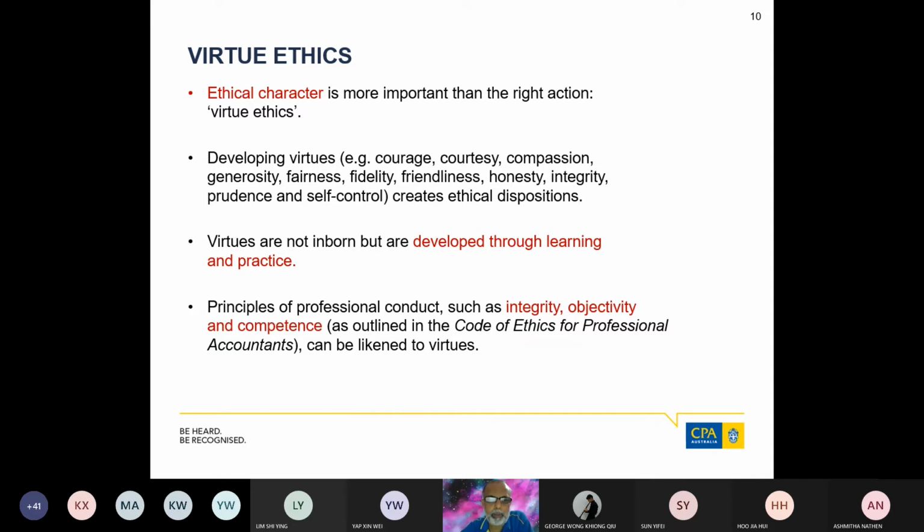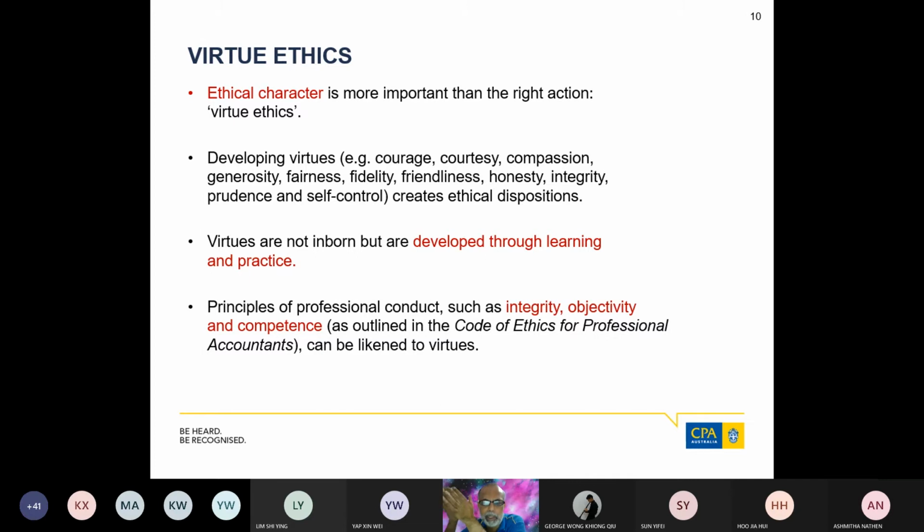Now, virtues are not inborn. I think it's a very important statement. Virtues are not inborn. You cannot say that, oh, he's born in that family, therefore he's more virtuous. No, there's no such thing. It is developed through learning and practice. So that's one of the reasons why you are studying this module. I'm hoping to expose you to some of the important concepts in ethics.